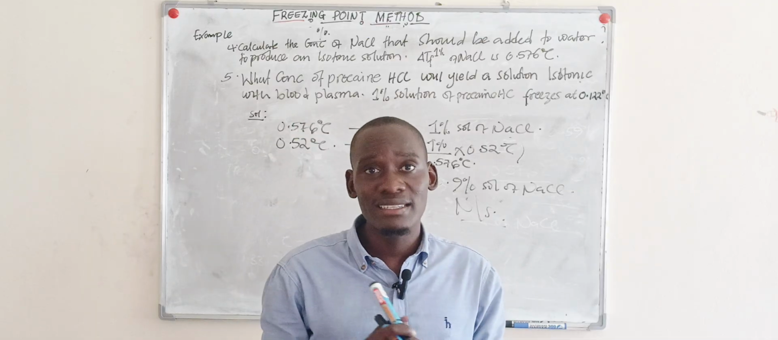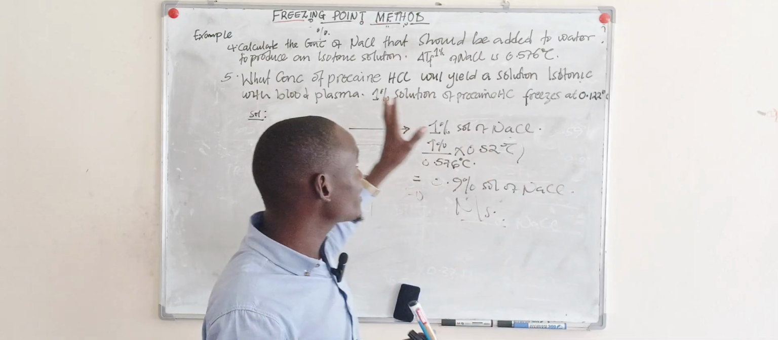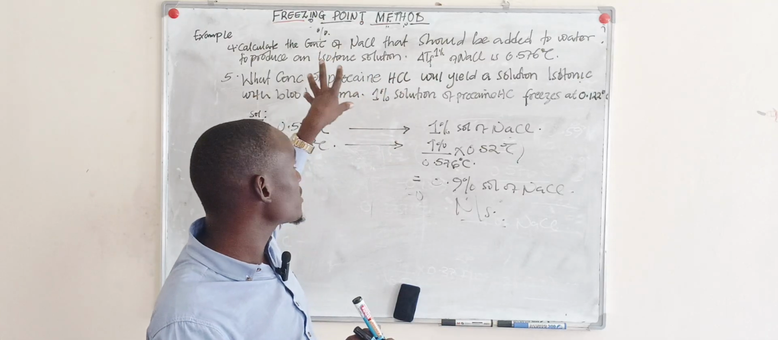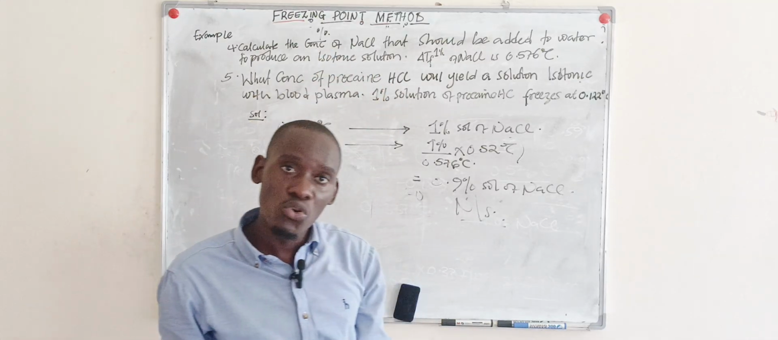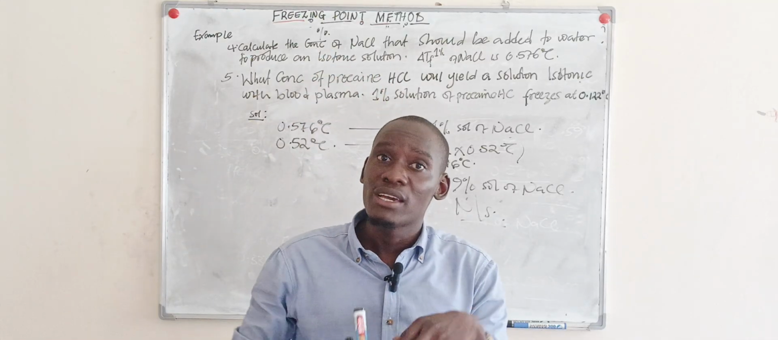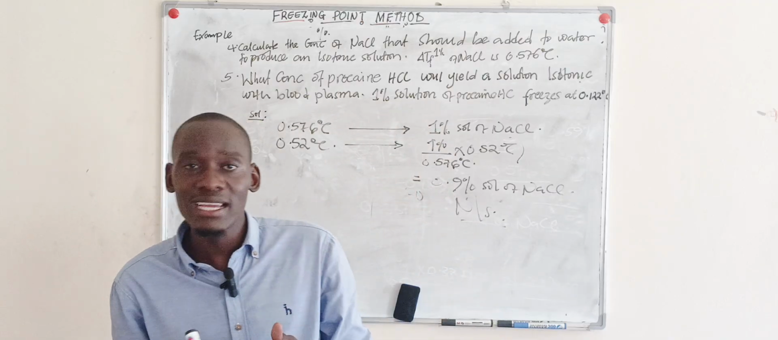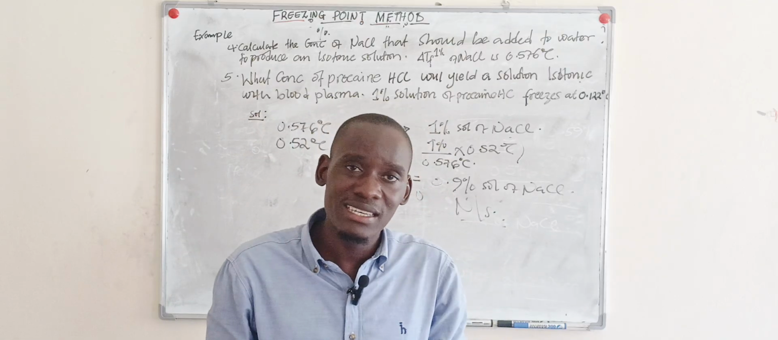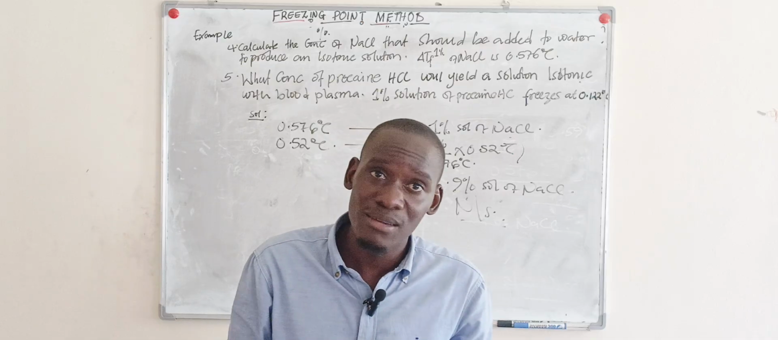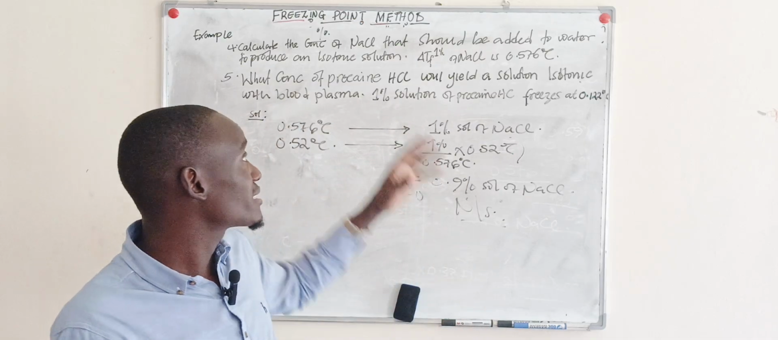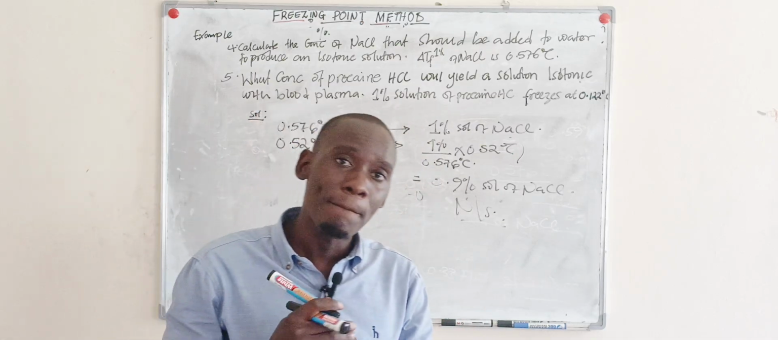See you in the next lecture, and don't forget, this is just part 1 of freezing point method. We are going to look also at part 2, where we shall be looking at complex questions on two or more substances, and we need to adjust them to isotonicity, still using freezing point method.